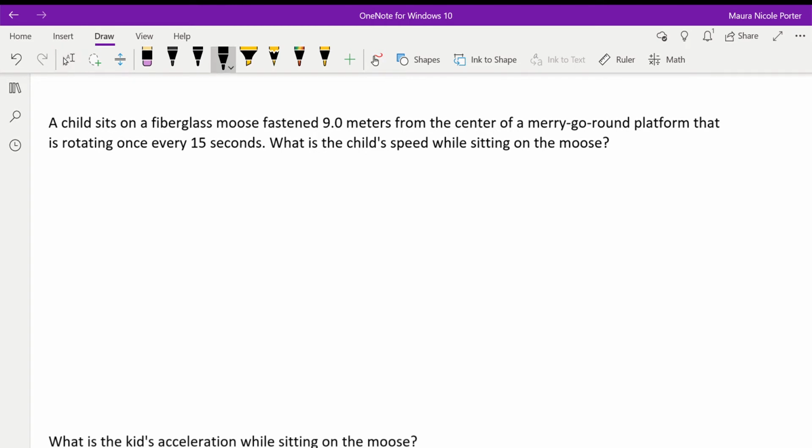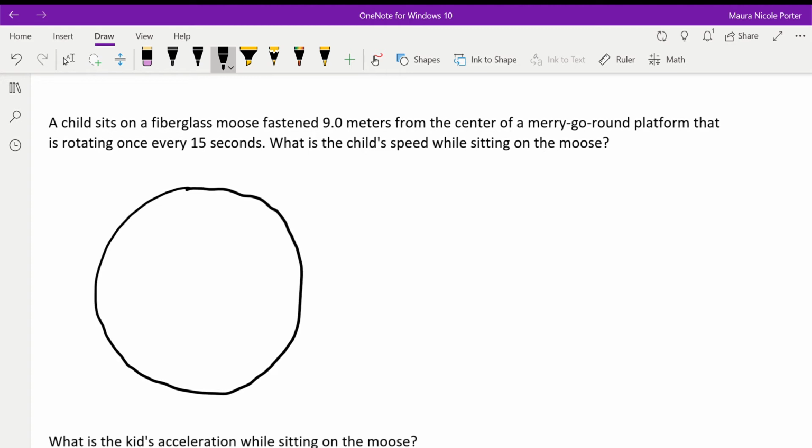Alright, so I'm going to start off by drawing a picture and just going over some conceptual stuff when it comes to circular motion. It's not necessarily needed for this problem if you already have a background in it, but just to get some basics down. So we're going to start by drawing the merry-go-round platform, which obviously is a circle. We're working with circular motion. And we'll also just draw the center while we're at it. And we will label the radius, which is equal to 9 meters. They gave us that in the problem. And I'll just put the moose here in yellow so we can see him better.